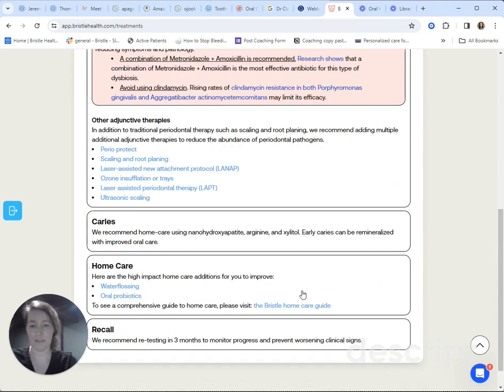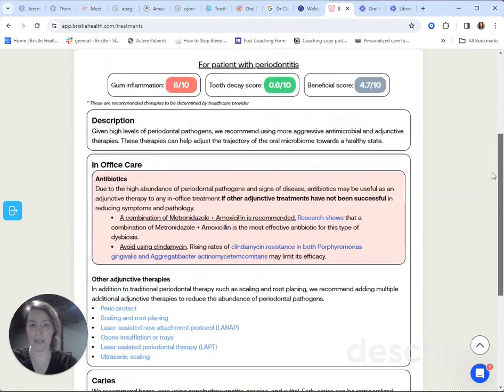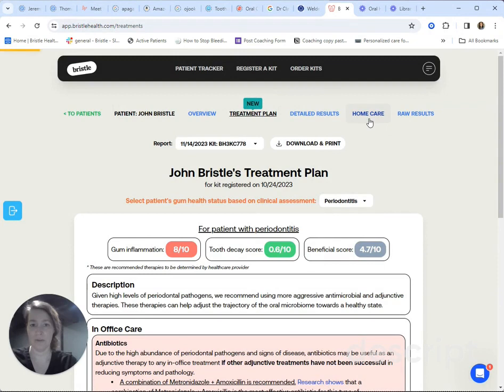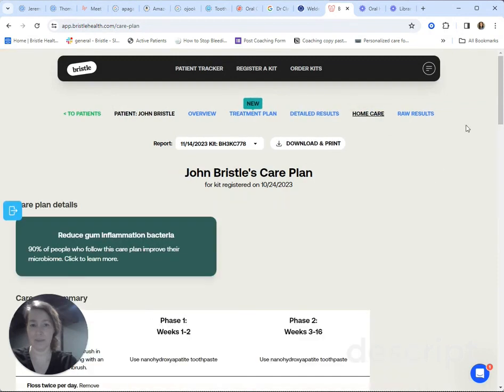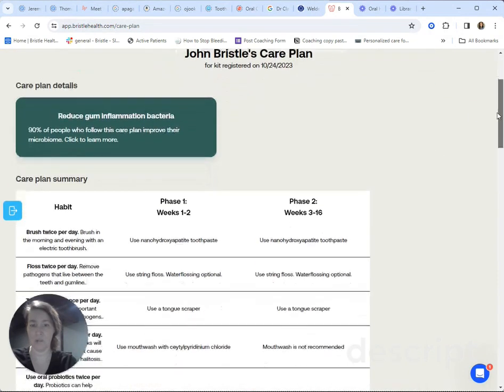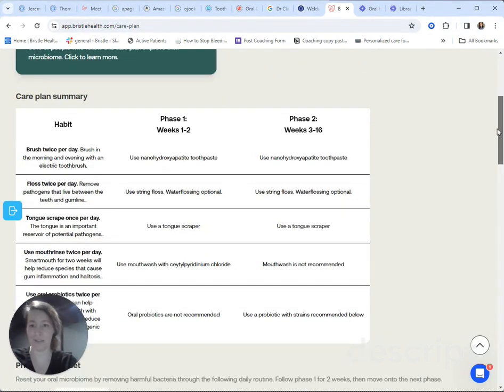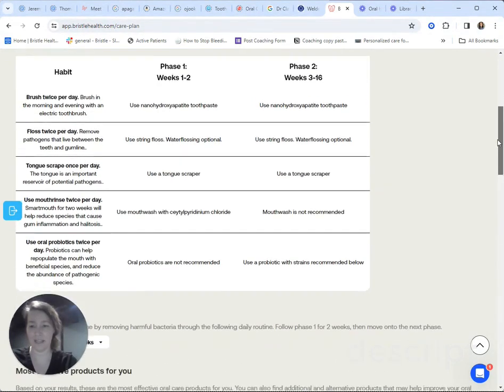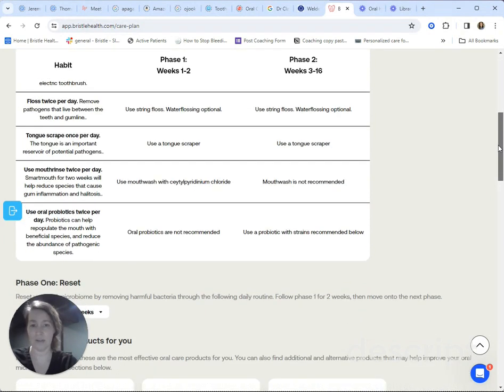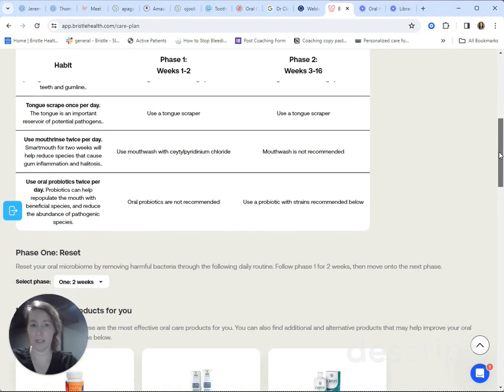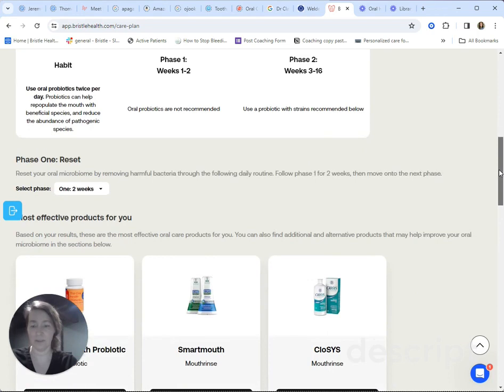There is some great supportive information when it comes to home care and how to balance the oral microbiome. You will have the ability to access this information to help you support the home care routine. And John would also have the ability to go through and understand how his home care can change his outcome when it comes to the success of his treatment.